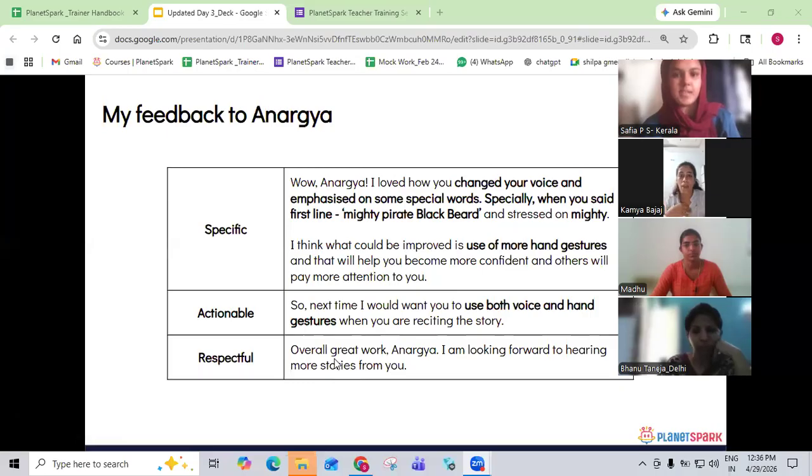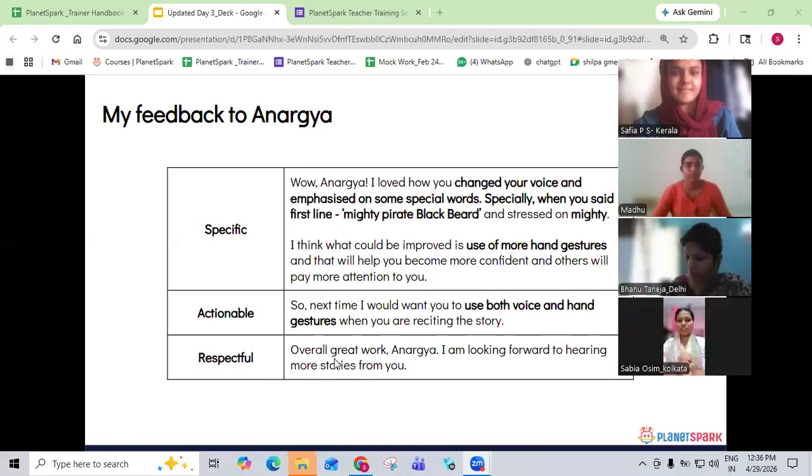Okay, the actionable. So next time I would want you to use both voice and your hand gestures when you are reciting the story.